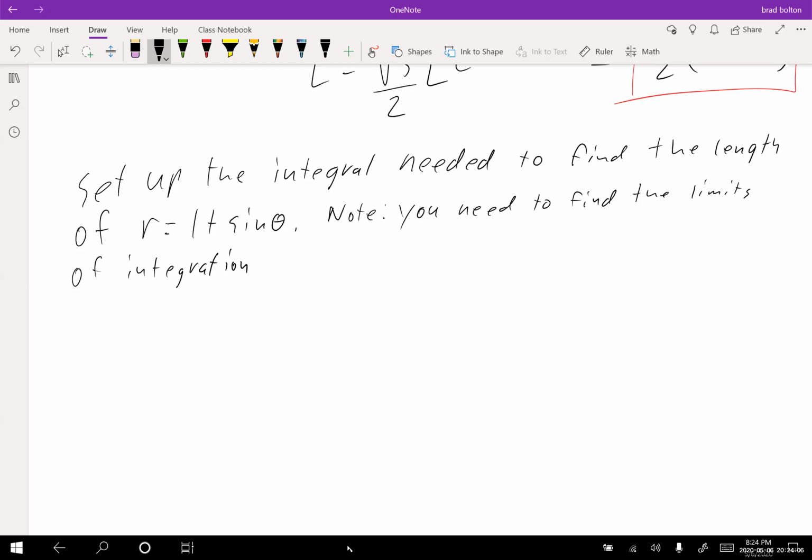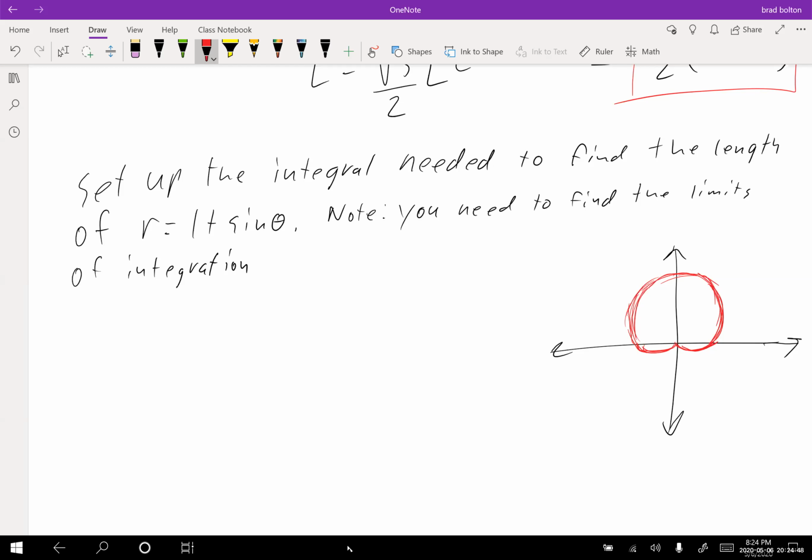Hopefully we're all getting the same thing. So let me try to trace this out. I get something like this, and then something like this, and then something like this, okay? So it looks like another cardioid. Now that we have this, they want to know the integral needed to find the length of r equals 1 plus sine theta.